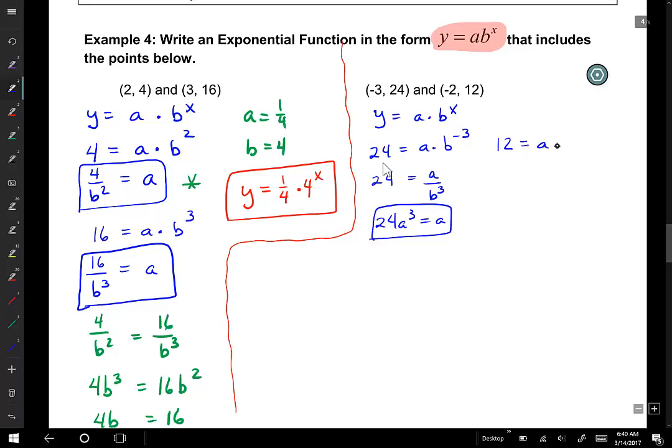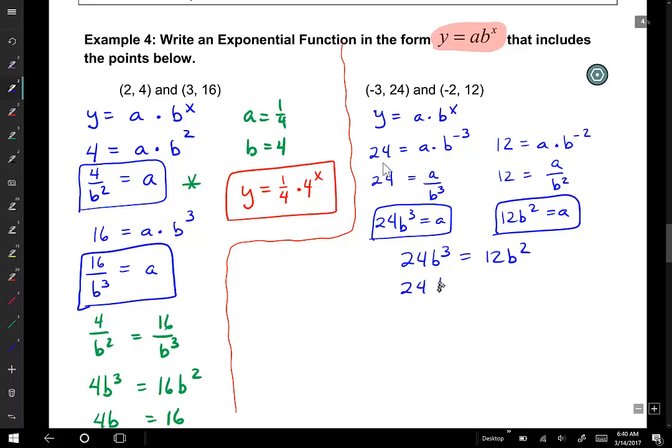12 equals a times b to the negative 2. That's 12 equals a over b squared because of the negative 2, so 12b squared equals a. Let's take these two equations and set them equal to each other. 24, excuse me, I just noticed a mistake there, 24b cubed equals 12b squared. We're going to divide both sides by b squared again, and then divide both sides by 24 and get 1/2. So my value of b is 1/2.